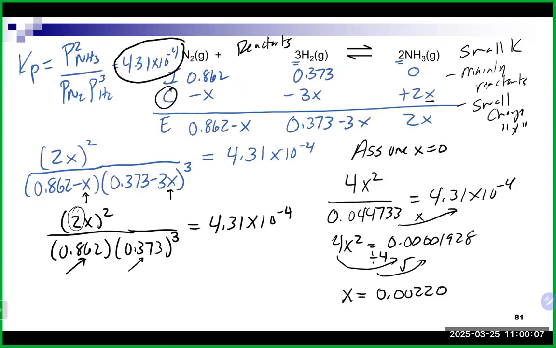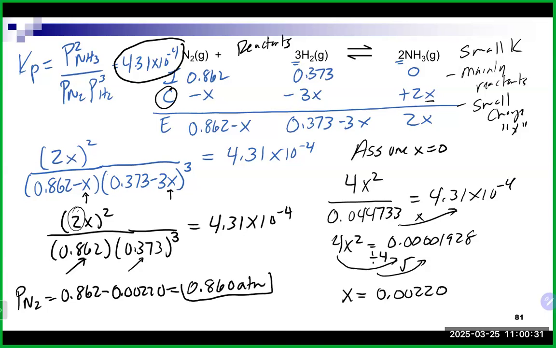So since our x value is good, we're ready to kind of get our numbers here. So the pressure of N2 would equal 0.862 minus our x value. And that's going to get us here 0.862 minus 0.00220. Looks like 0.860, we'll call it, atmospheres.